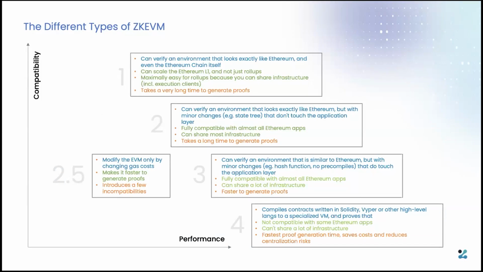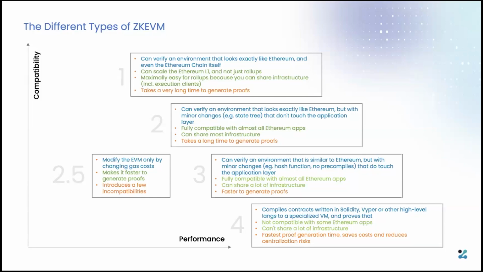Some limitations still remain. On the performance side, compatibility-wise it moves from Type 4 to Type 1. If you see the ZK EVM Type 1, they are highly compatible, but they take a very long time to generate proofs. Vis-a-vis that, Type 4 has the fastest proof generation time. They save cost and reduce centralization risk, but there need to be some changes. The code needs to be either recompiled or some changes need to be made. So this is how it's happening.